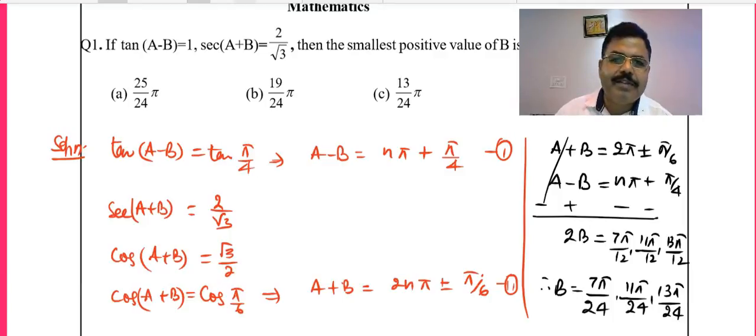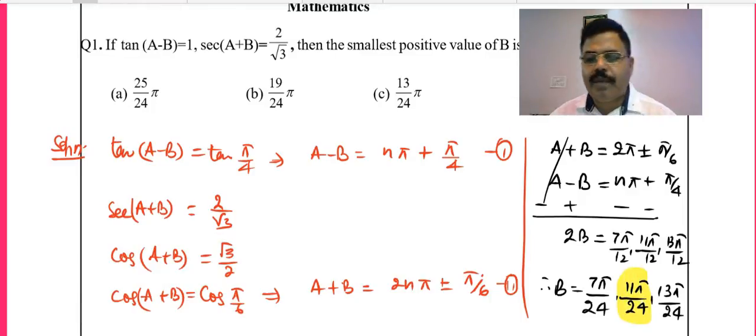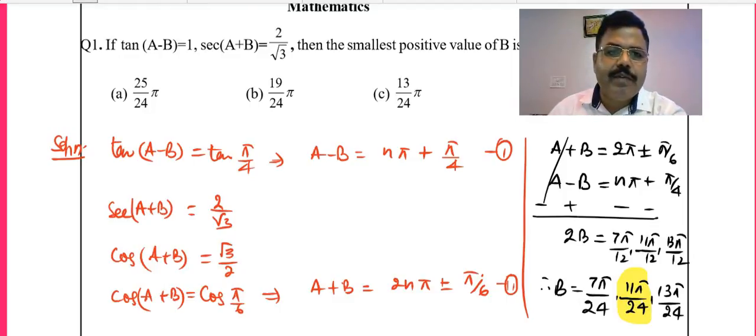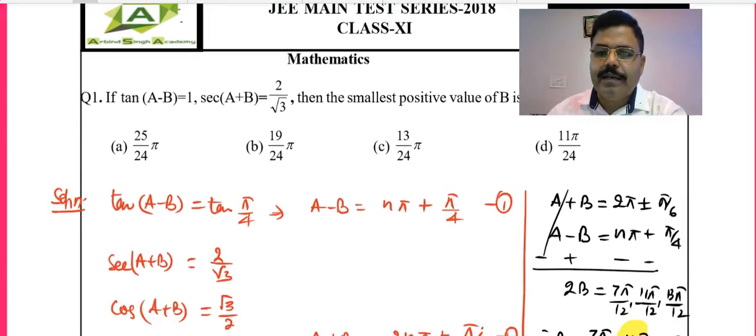But out of the given choices, 11 pi by 24 is the least value, and therefore we can take it. This one will be the answer. So I hope you got it and you understand well how this can be solved by using this fact. For the first question, the answer would be D.